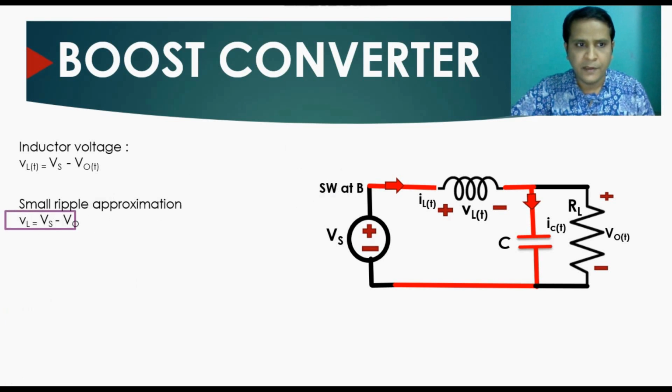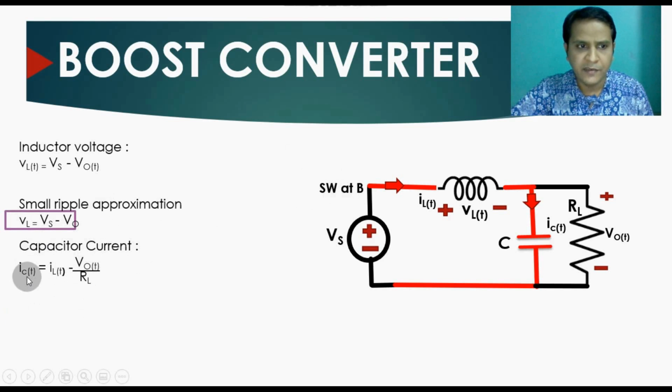So this is the inductor voltage when your switch is at position B, or the MOSFET is turned off. Now if you want to find the capacitor current when your switch is at position B, the capacitor current is given by IC(t) equals IL(t), that means your inductor current minus your load current. And what is your load current? Your load current is VO divided by RL. So your capacitor current for this case is IC(t) equals IL(t) minus VO(t) divided by RL. Hope you understand how it comes.